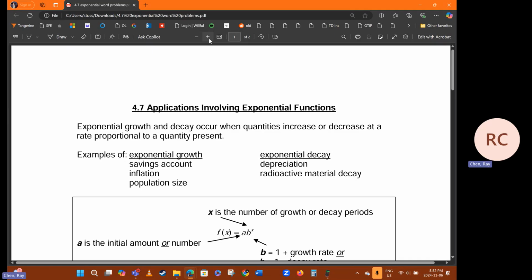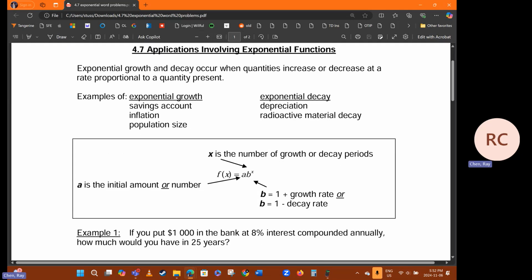Let's get started. Exponential growth and/or decay occurs when quantities increase or decrease at a rate that's proportional to a quantity present. Some examples of exponential growth are savings account, so that's related to our financial math, inflation, and even population size. Exponential decay is really also another way that things devalue, also known as depreciation, also known as maybe radioactive material decay.